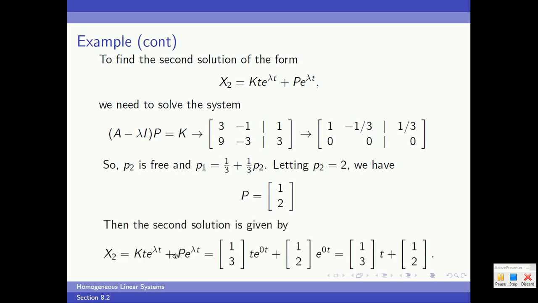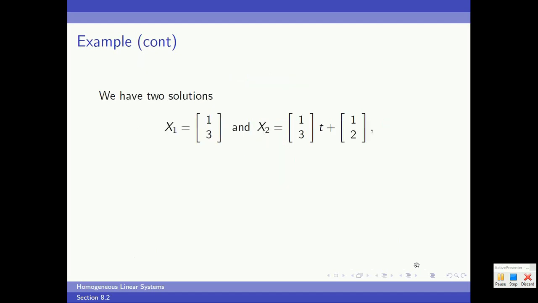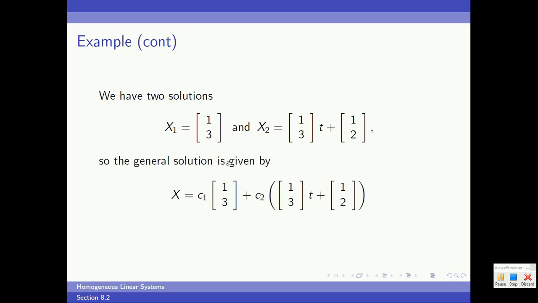Okay, so my x2 is going to be k t e to the lambda t plus p e to the lambda t. So this was my k, t, e to the lambda t, and then my p, e to the lambda t. So again, e to the 0t is just 1. So here this ends up being 1/3 t plus 1/2. So we have two solutions. And then once we have our solutions, our general solution is just a linear combination of those.